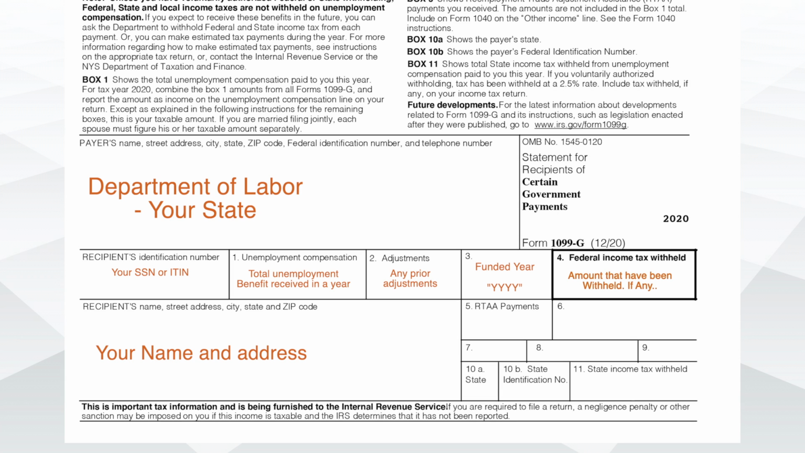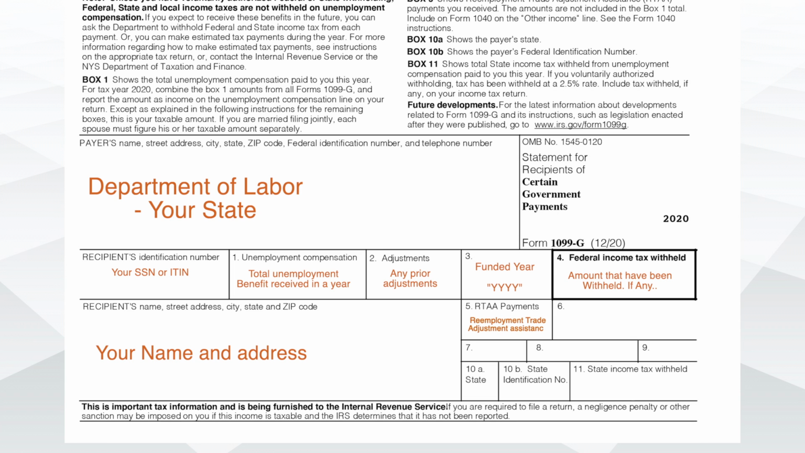Box number 4 is for federal income tax withheld. Enter the amount that has been withheld from the unemployment compensation voluntarily, or backup withholding of RTAA payments, taxable grants, and agriculture payments if that applies to you.